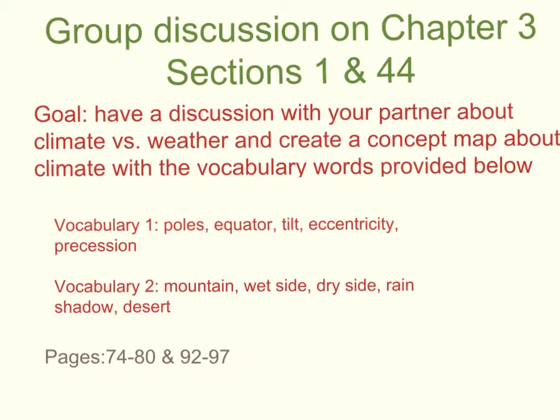The first set of vocabulary words include poles, equator, tilt, eccentricity, and precession. The second set of vocabulary words include mountain, wet side, dry side, rain shadow, and desert. The pages you can look for more information include pages 74 through 80 and pages 92 through 97. This is section 1 and section 4.